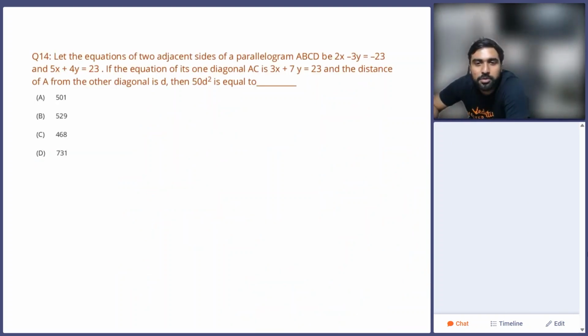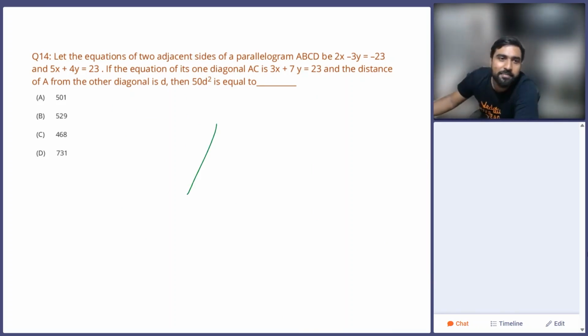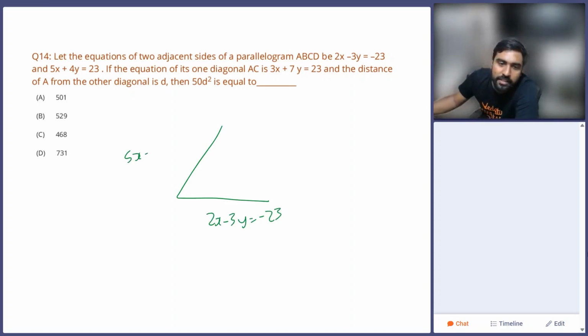So the equation of two adjacent sides of a parallelogram. This is one of the simplest types of question that you can get. So you have been given two sides of a parallelogram. What are the two sides that are given to you? One side is 2x minus 3y equals to minus 23. Another side is 5x plus 4y equals to 23.